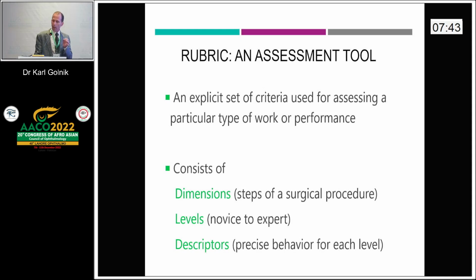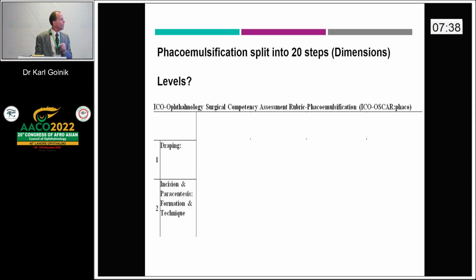So here's the first OSCAR that we created. OSCAR stands for Ophthalmology Surgical Competency Assessment Rubric. And here's the beginning of the one for phacoemulsification that was published a long time ago. Step number 1, draping. 2, incision and paracentesis. There are 20 steps, so it looks like a long document. We picked a modified Dreyfus scale for levels of achievement: novice, beginner, advanced beginner, and competent.